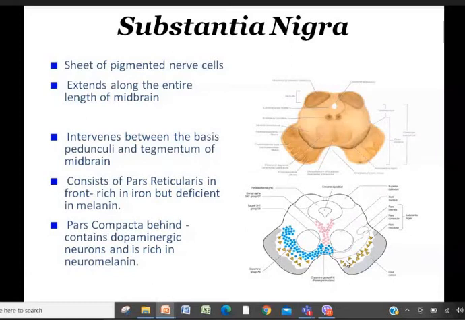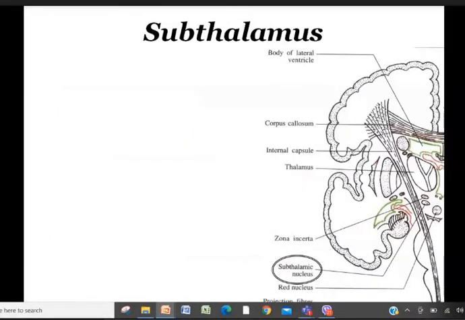So whenever you are asked about the substantia nigra, you have to say it is the pigmented nerve cells which extend along the entire length of the midbrain, intervene between the tegmentum and the peduncle, and consist of two parts, the pars reticularis and the pars compacta.